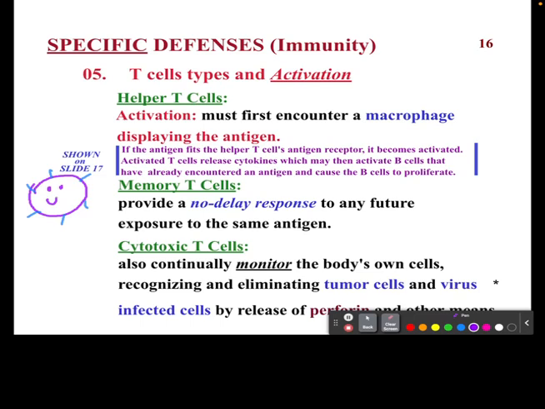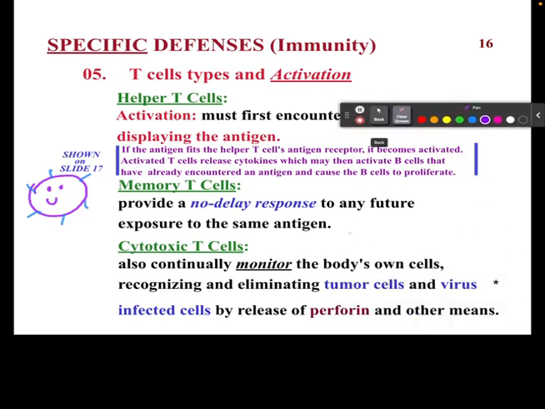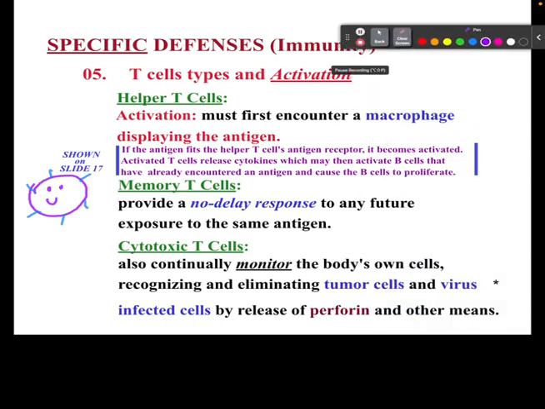And then lastly, cytotoxic T cells. These are the ones that are just going to roam around the body and they're just going to connect like we did before and destroy anything that tries to get in the body by using that perforin that we discussed in the previous video.